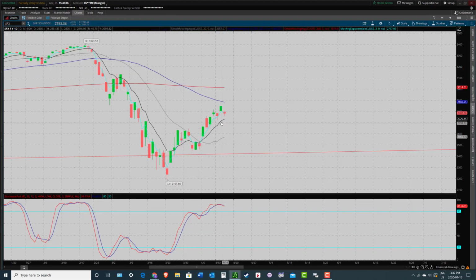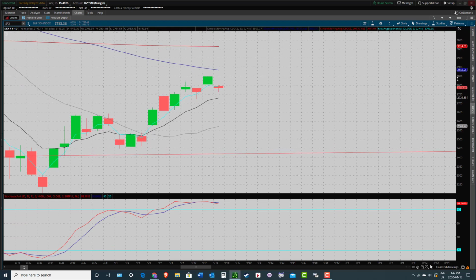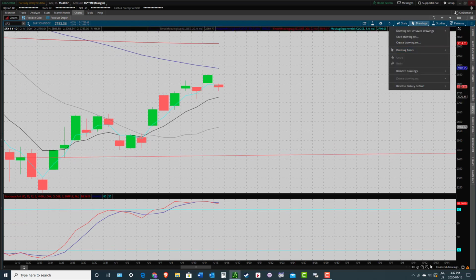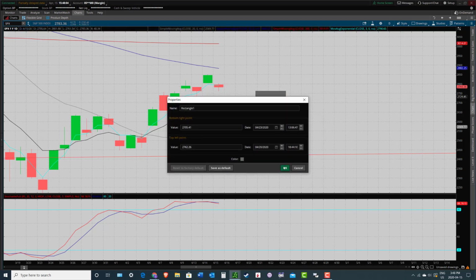Okay, so back to the candlestick charts here. If I zoom in, just to highlight that little island reversal I was talking about. So far, we have a bearish island reversal. And I'll just go through what that means.